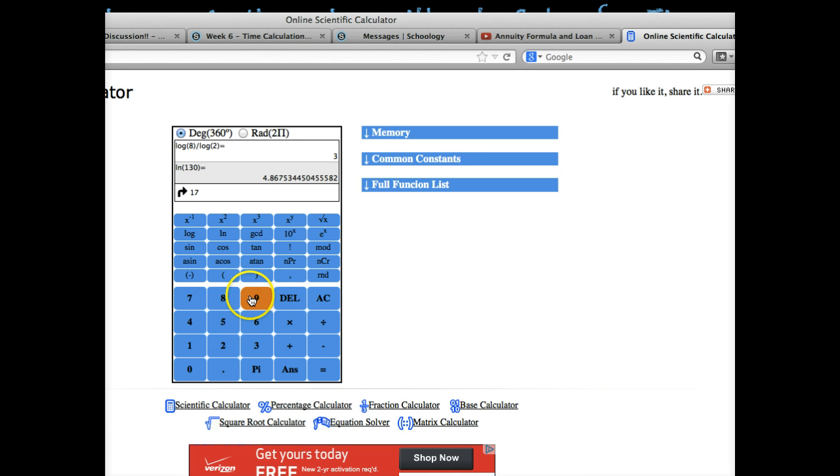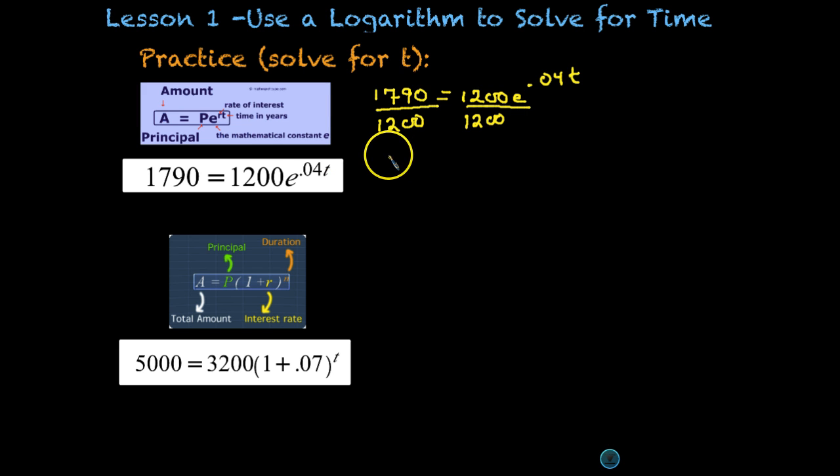1790 divided by 1,200 gives me 1.491. How about if we round to 1.5, just to make it a little simpler? So I've got 1.5 is now equal to e raised to the 0.04 t. Remember, anytime I have e, I should use the natural log. So let's go ahead and take the natural log of both sides. So natural log of 1.5 is equal to the natural log of e raised to the 0.04 t.